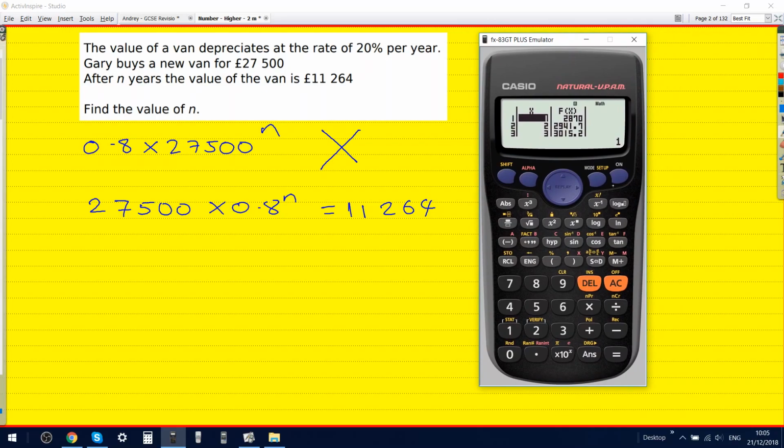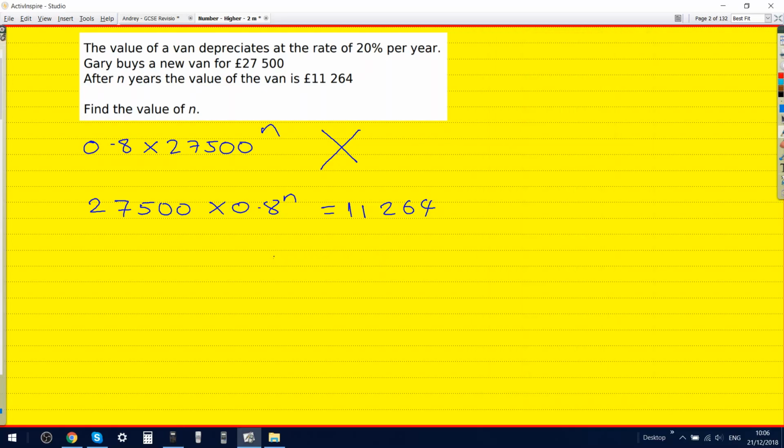So let's just do it the quick way. So you can use the table mode if you ever want to try it. So you put in the starting amount first, then times by the change, and then to the power of, and you can try in different things. I'll just do alpha x. Start with 1, stop at 10. Step 1. Okay, so when is this 11,264? After 4 years. So what's the answer? n is 4. Yeah.